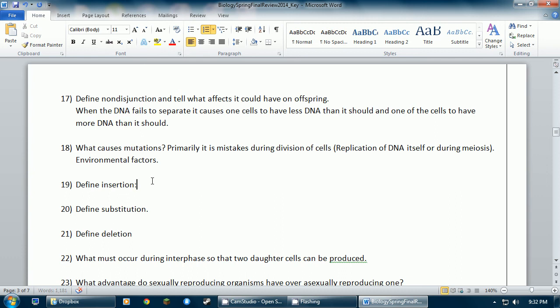Okay, so define insertion, and we're talking about DNA here. The insertion of DNA is when extra DNA is added to a chromosome. We'll just say, there you go, when extra DNA is added. Substitution is when DNA is replaced with the same amount of DNA.